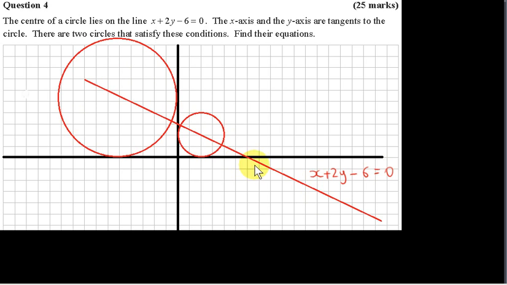just picking 2 points on it. So I let y equals 0 and I got x equals 6. So I went out 6 units here. By letting x equals 0, I got y equals 3. Went up 3 units here. I drew the line.